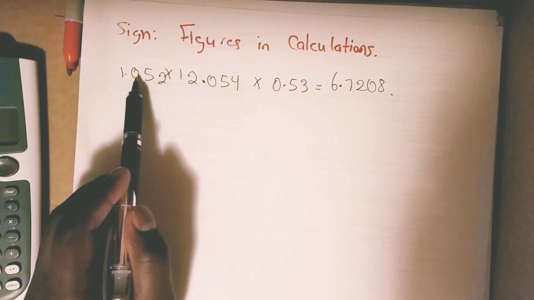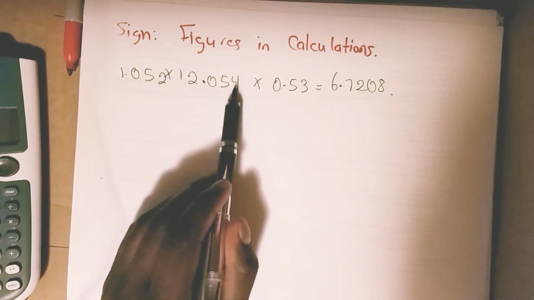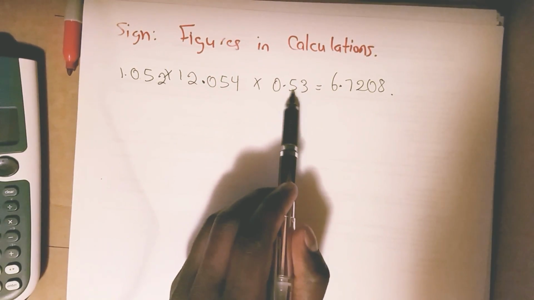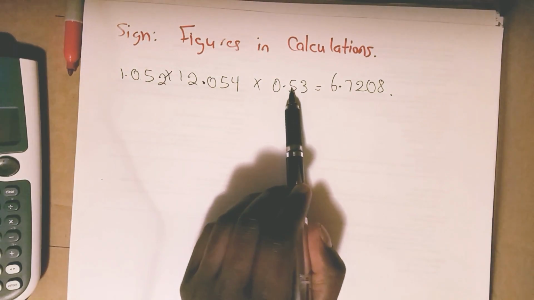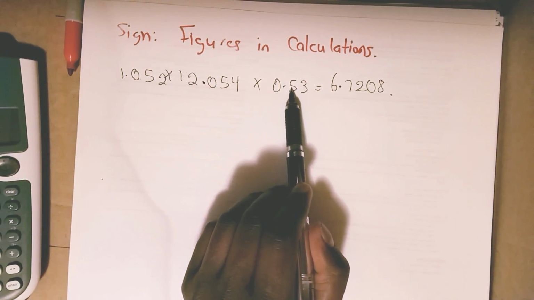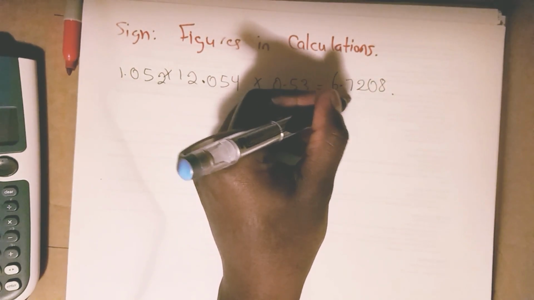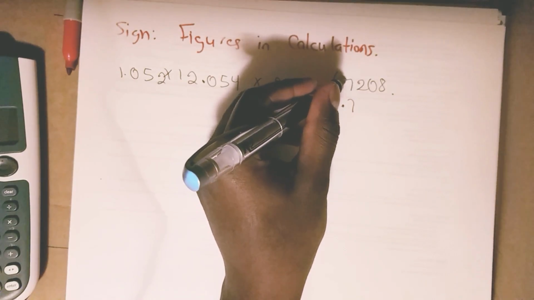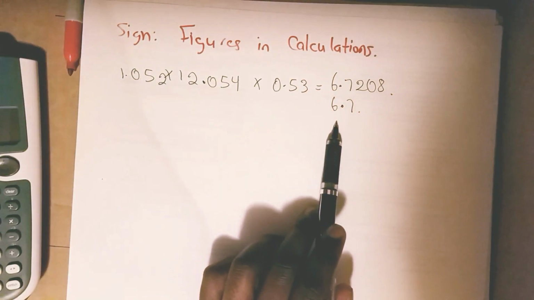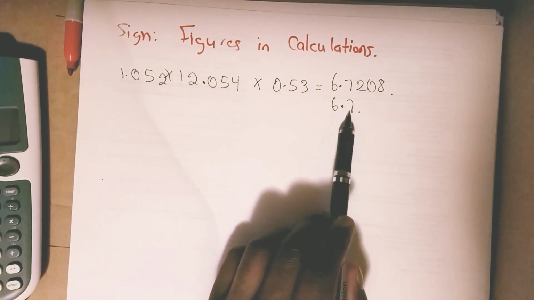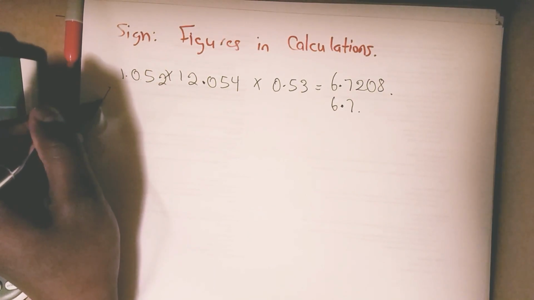So here's 1, 2, 3, 4 significant figures. Here's 1, 2, 3, 4, 5 significant figures. Here has 2. So the least amount of significant figures is 2. So the answer would be 6.7. This is 2, so this remains 7. That's the answer. That's how you write an answer for number of significant figures. This is for multiplication, when you multiply.